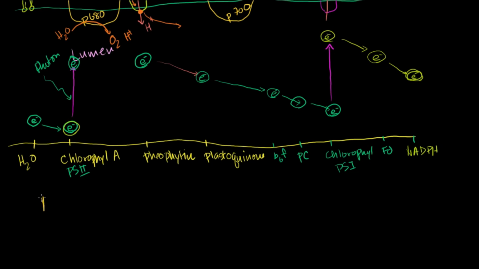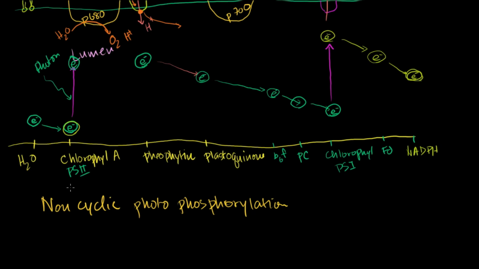non-cyclic photophosphorylation. And it's called non-cyclic because you're not reusing the same electrons over and over again. The electrons start off, and depending how you view it, in chlorophyll or the water, and they end up in the NADPH. Now, there's another type of photophosphorylation.